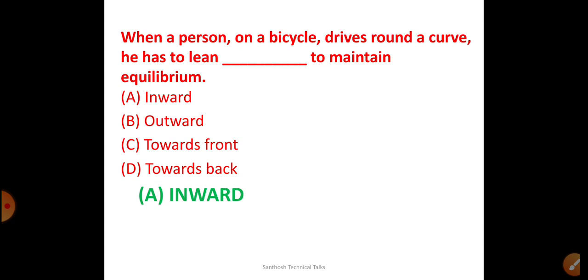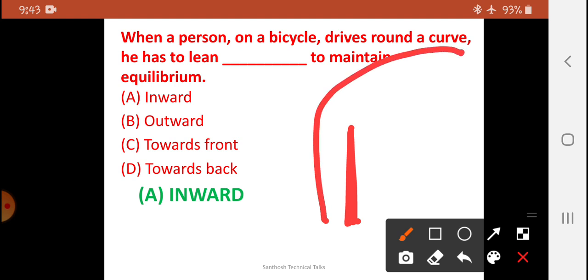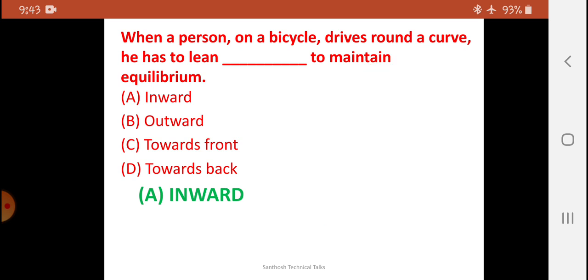Whenever you ride a bike and take a turn, what are you going to do? If you are turning in a curve, you just make an angle towards the inward. So this is the curve center. You make an inward angle, then only your bike or bicycle will be put in an equilibrium condition. So this you have to understand.